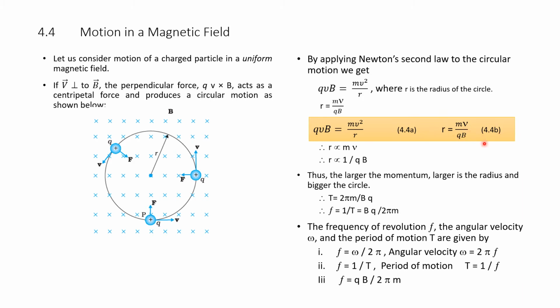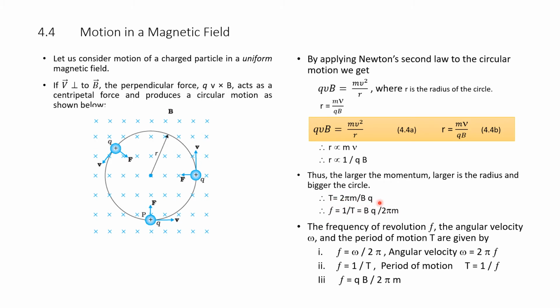Hence, from this equation, we can conclude that the radius of the circular motion is directly proportional to the momentum and velocity. And r is also inversely proportional to the magnitude of the charge and magnetic field. Thus, if the momentum is large, the radius of the circle is bigger. Therefore, the period of motion T is given by the equation 2 pi m divided by Bq.